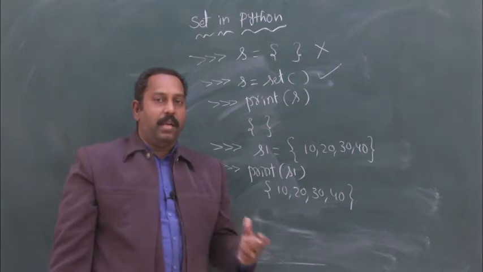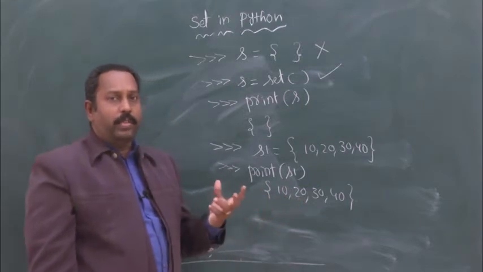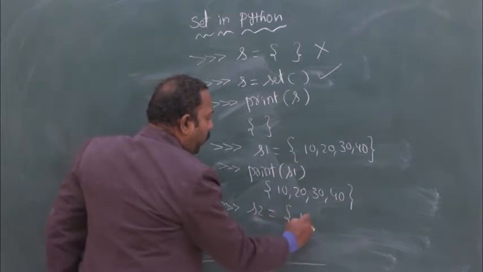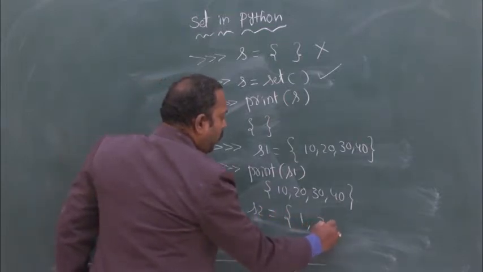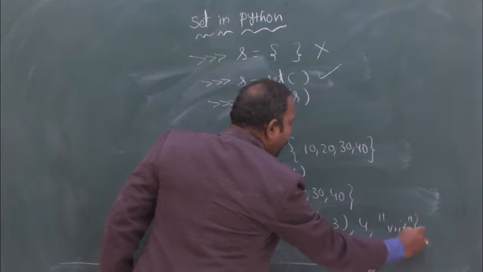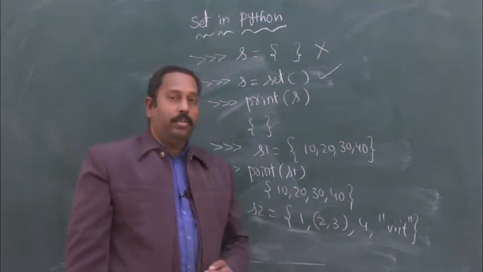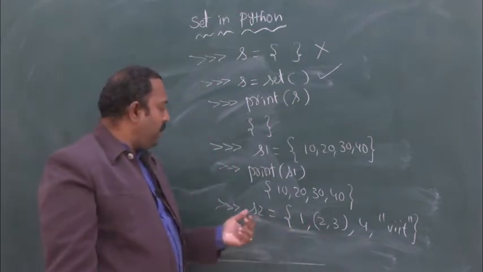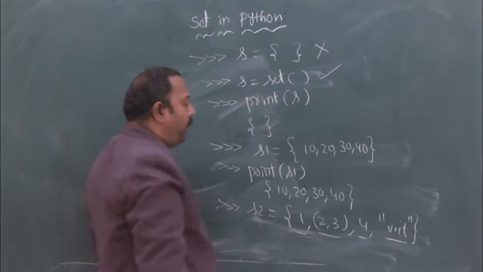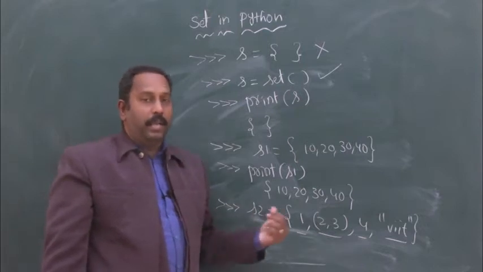Suppose I want to represent another set with heterogeneous items, because set is a collection of heterogeneous objects. That's why I want to represent S2 equal to, suppose 1, 2, 3, 4, BIT. Like this also you can represent in Python. So S2 is a collection of heterogeneous items. This is item 1, this is item 2, item 3, item 4. Like this we can represent 4 items, a collection of different items in Python as a set S2.